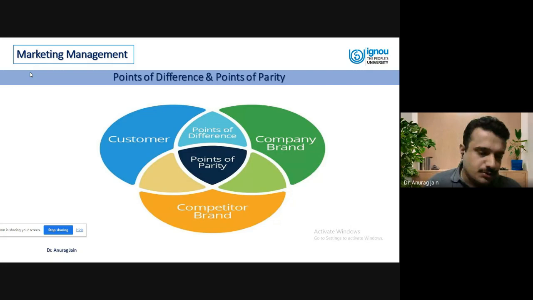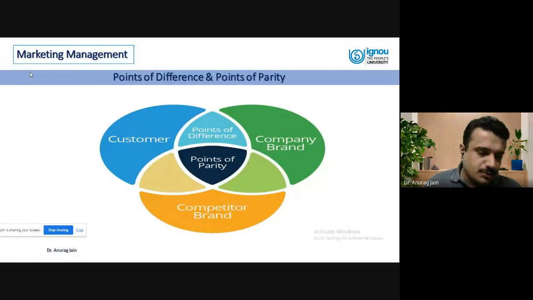Why is it so? Because this gives your customers enough reason to buy your products. And why is it so? Because shoes is a category membership, right?